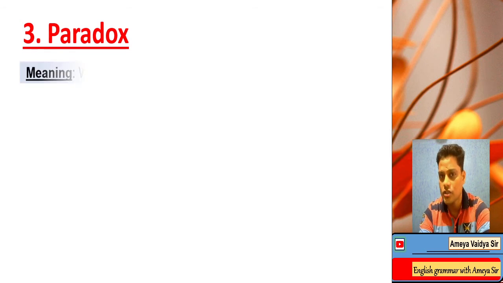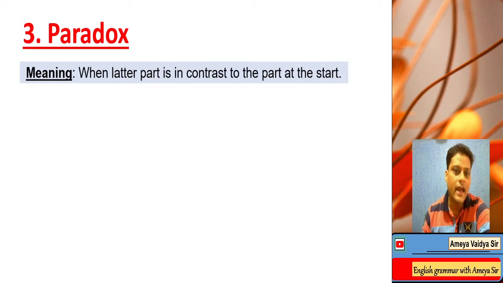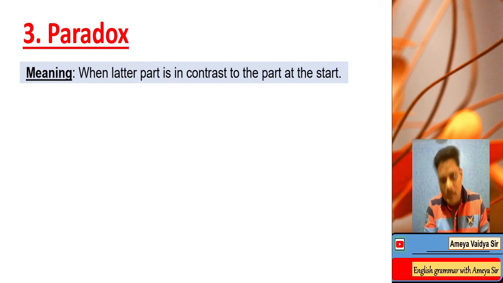So how is paradox different to them? When the latter part is in contrast to the part at the start. So in short, I will say that the line towards the end kind of contrasts whatever the line stated at the start. Understand it again. The line towards the end contradicts whatever was stated at the initial part of the sentence. That makes it the paradox. So there is this clear difference.